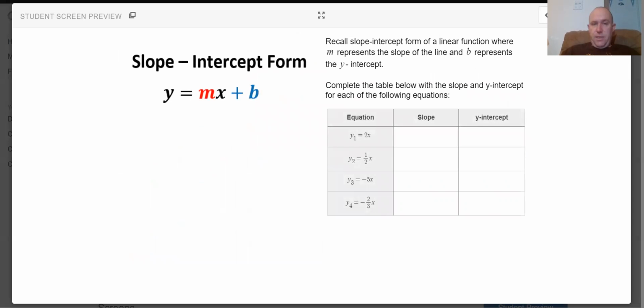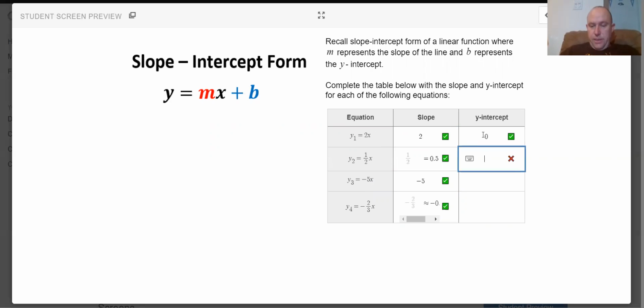And for our second little investigation we're going to look at, this time notice the slopes are not the same. So I've got 2x here, so that's a slope of 2. 1/2 x, that's a slope of half. Negative 5x is a slope of negative 5. And negative 2/3 x has a slope of negative 2/3. As it starts with y equals, and there's no other number at the end, that must mean that the y-intercept is 0 for these ones.